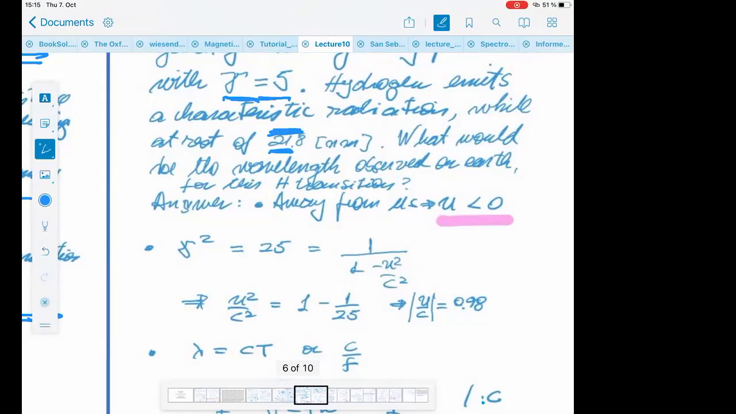Since the galaxy is moving away from us, it implies that U is less than 0. So whatever U I'm using, it should be less than 0. They're telling me that gamma square is 5, so gamma square is 25. So in that way, I can find out what is the value of U out of this. So it's U square over C square is equal to this. So essentially U over C is about 0.98. Okay, this is the beta, U over C.